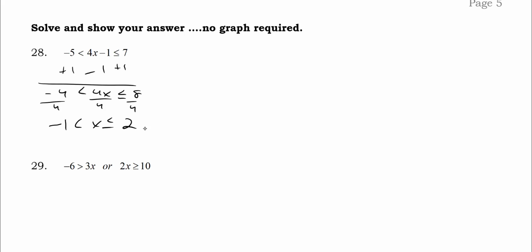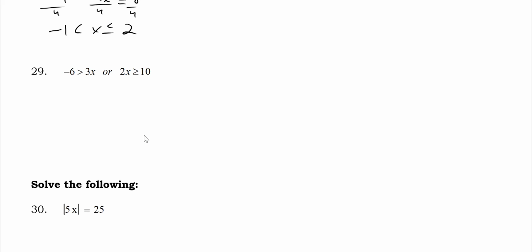Okay. This one, remember guys, you want to put your variable on the left side. So I'm going to write it as 3x. See how it's pointing to the 3x? So pointing to the 3x to rewrite it. So I'm going to divide by 3. X is less than negative 2. And this one just divide by 2. So x is greater than or equal to 5. And it's an OR. So that's my answer.